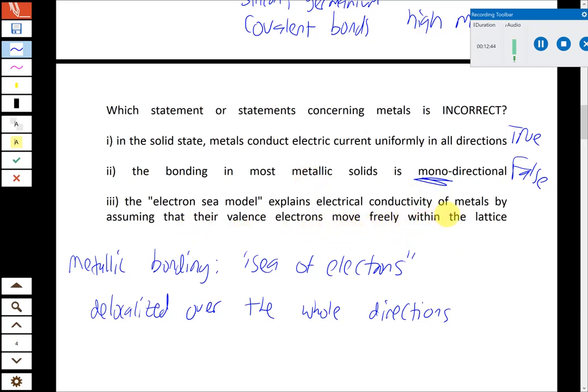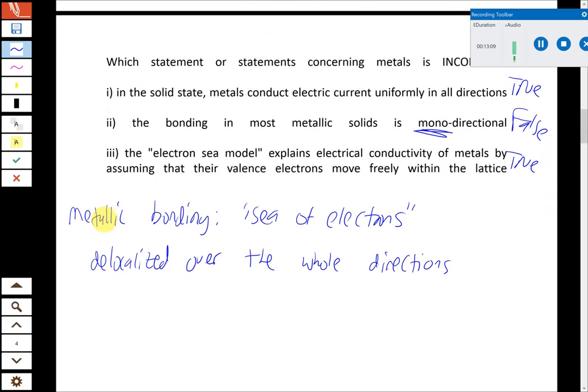And then finally, the electron sea model explains electrical conductivity of metals by assuming that their valence electrons move freely within the lattice. And this is what we've really been talking about in this problem. The electron sea model is the idea that the valence electrons are delocalized and can move freely throughout the substance, and that leads to them having very high electrical conductivity. So really this problem here, we just needed to know the definition of metallic bonding, a little bit about how it's different from the typical covalent bonding that we learned about earlier in the course.